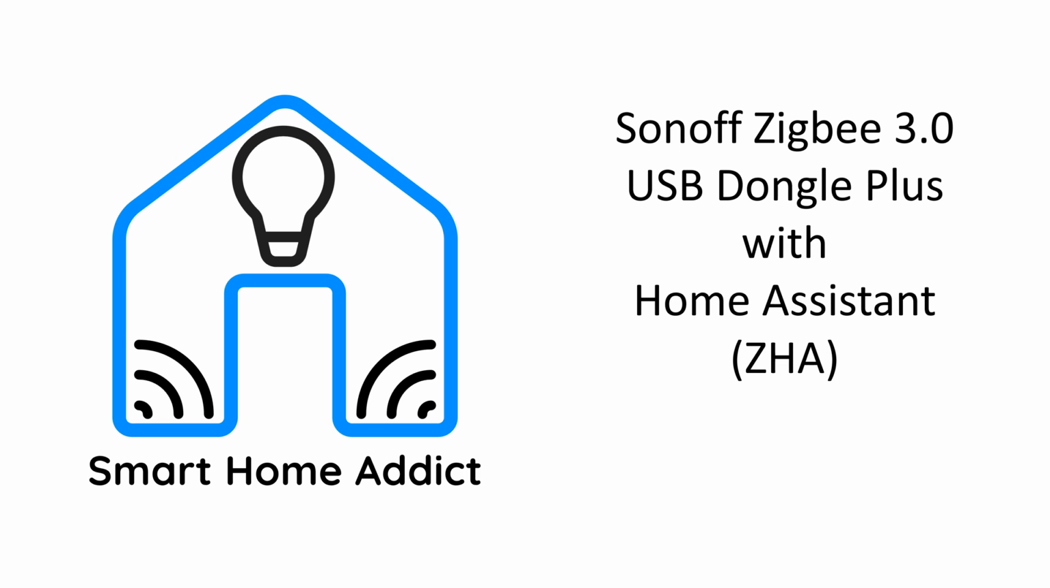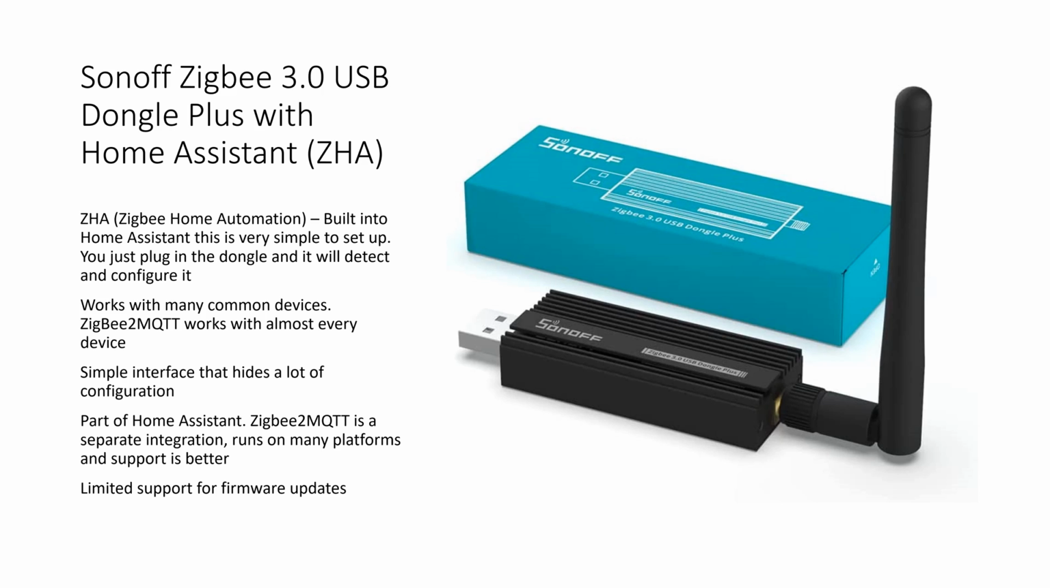In this video we will set up a Sonoff Zigbee 3.0 USB dongle plus on Home Assistant using the default ZHA integration. Another video setting up the same dongle with Zigbee2MQTT is being developed and will be released shortly. ZHA is the simplest way of configuring the Sonoff dongle, and this is what we will concentrate on in this video. ZHA stands for Zigbee Home Automation.